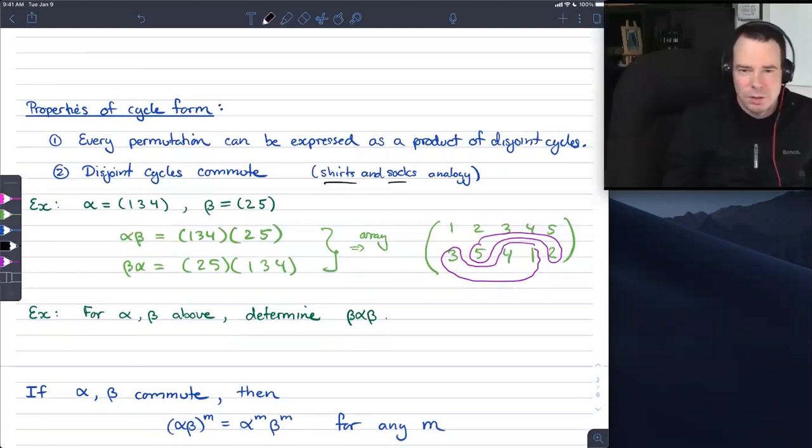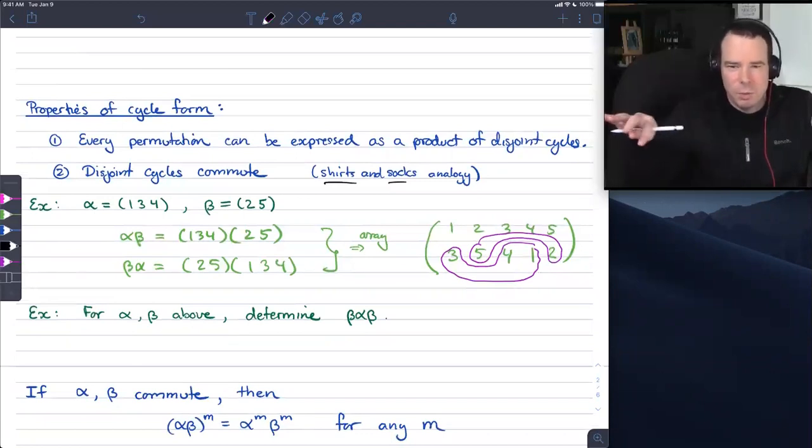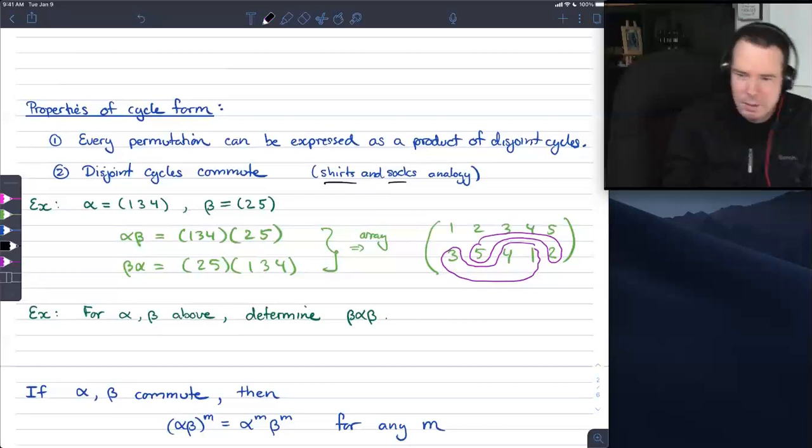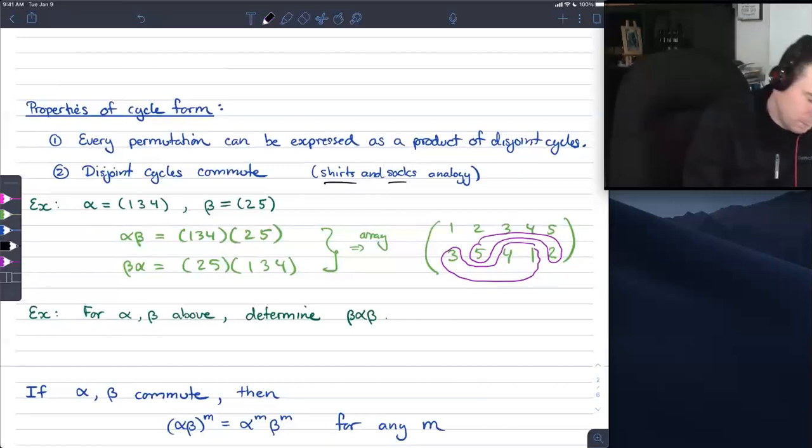But the shirts and socks, they're disjoint. They have nothing to do with one another. So order doesn't matter. And that's the idea here with disjoint cycles. It doesn't matter which order I do them in because they're affecting different numbers.